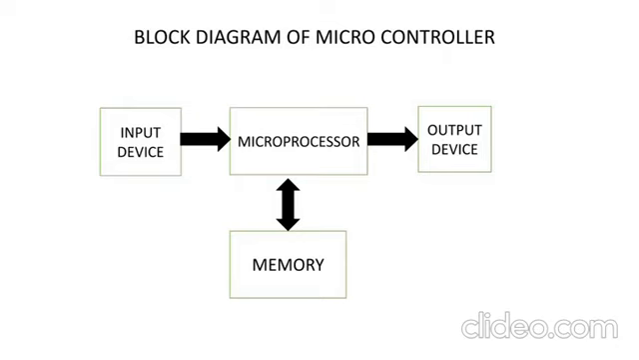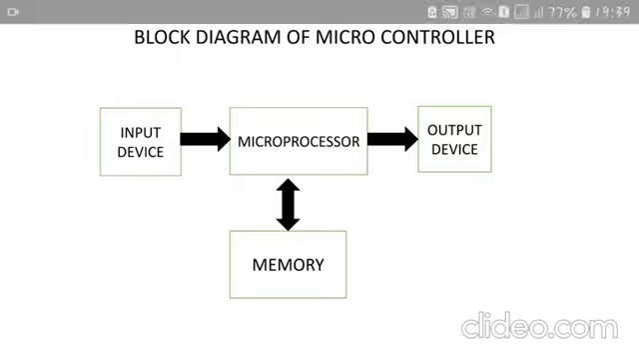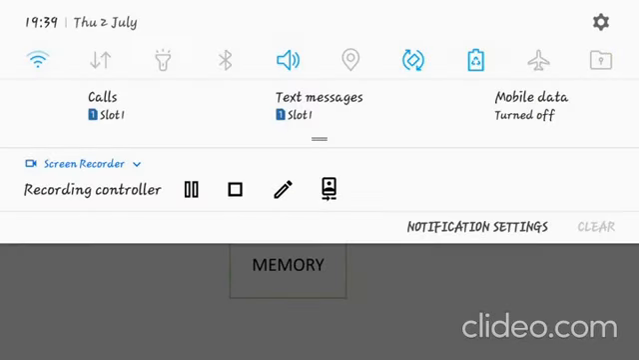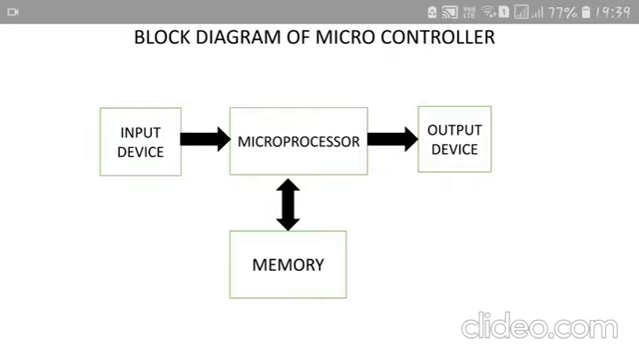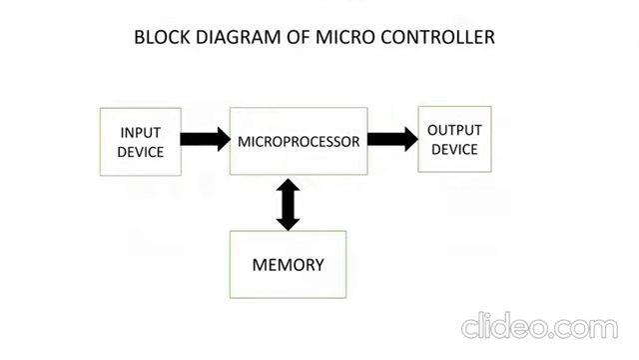From this input device, whatever data the user gives enters into this processor, where the processing is done at the microprocessor. Then that output is stored in memory, and we can see it or take the output from the output device.